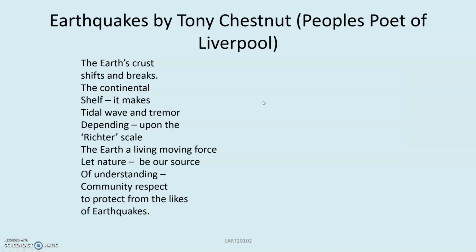And this is a poem that was written when I was at a conference in Liverpool about earthquakes, which I thought was quite good. This guy Tony Chestnut wrote it in about 3 minutes whilst we were sat in a pub talking about earthquakes.